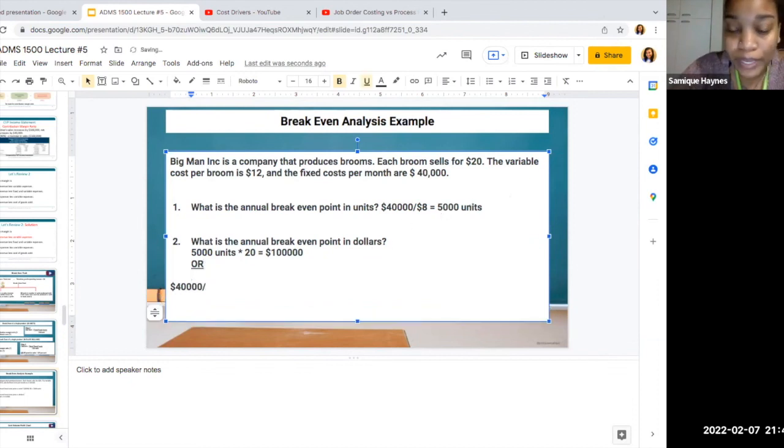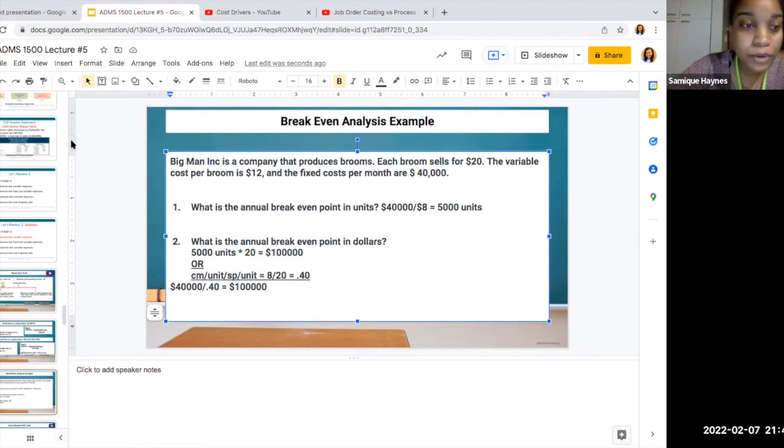Contribution margin ratio is the contribution margin per unit divided by the selling price per unit. So the contribution margin per unit is 8 divided by selling price per unit was 20, which is equal to 0.40. Okay, $40,000 divided by 0.40 is equal to $100,000. Are we okay with this? Kansas good? Anyone else good?